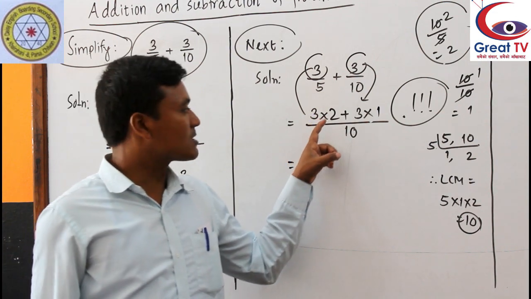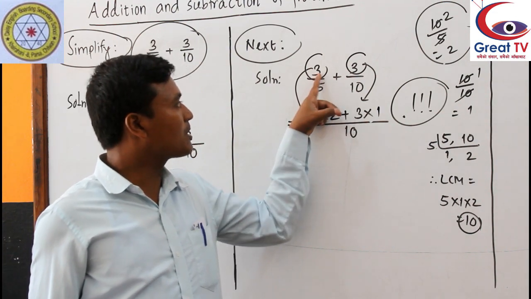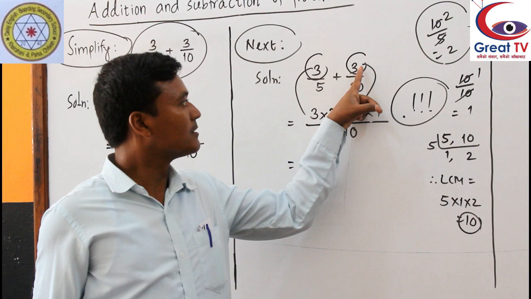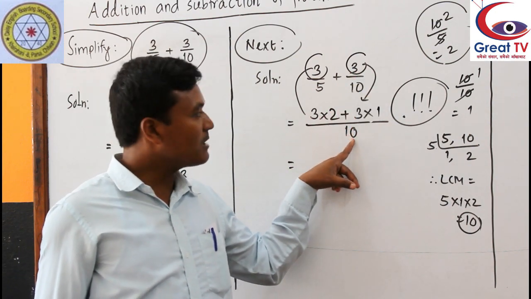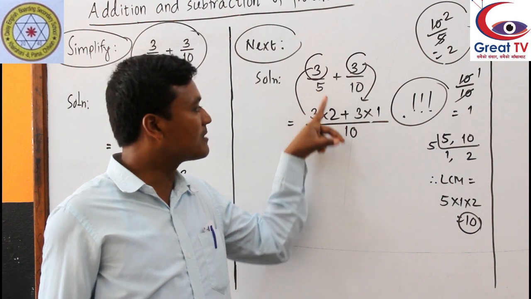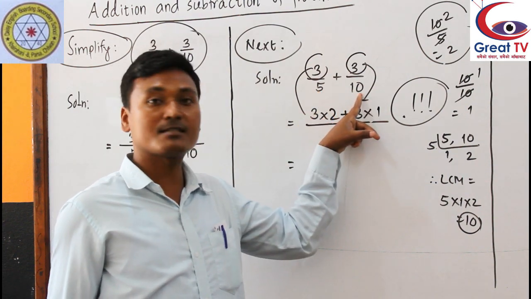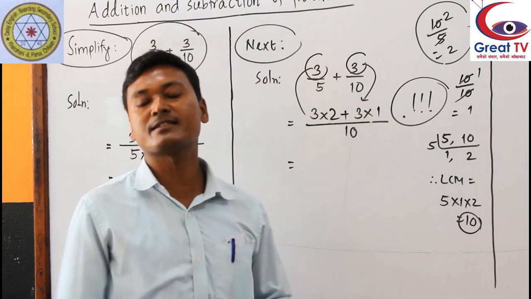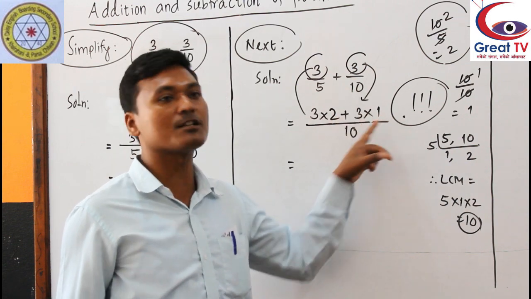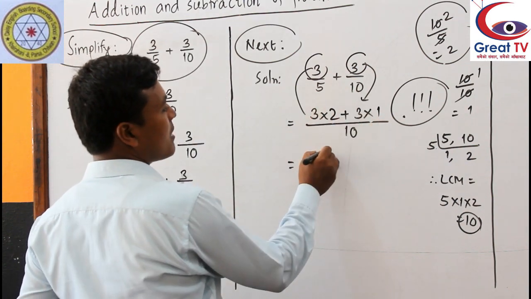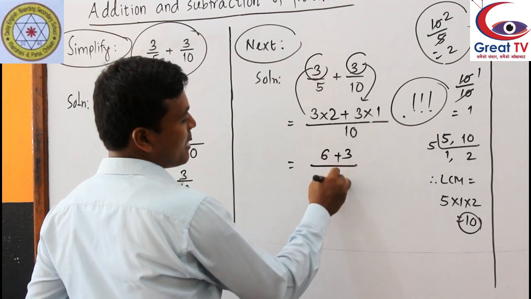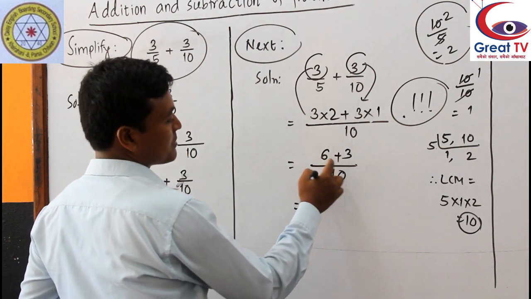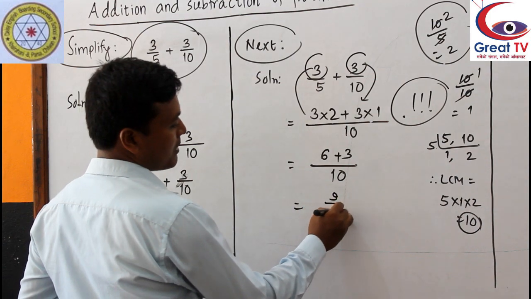Be careful, my dear students, over here. This 3 we have copied the first numerator. This 3 we have copied the second numerator. When LCM 10 is divided by first denominator 5, that is 2. We have written here. When LCM is divided by second denominator, we get 1. We have written here. After reducing that, 3 twos are 6 plus 3 ones are 3. Then the denominator we have 10. Then 6 plus 3, that is 9 by 10.